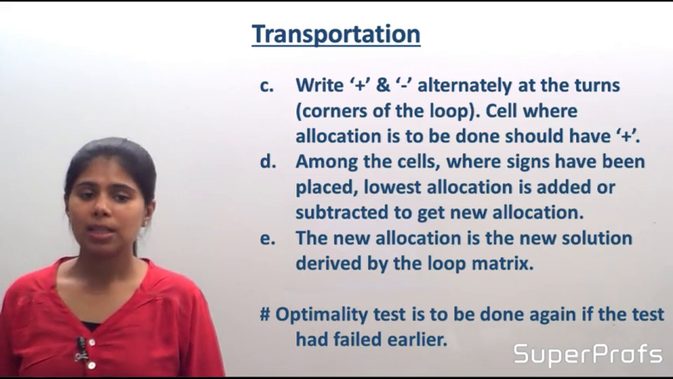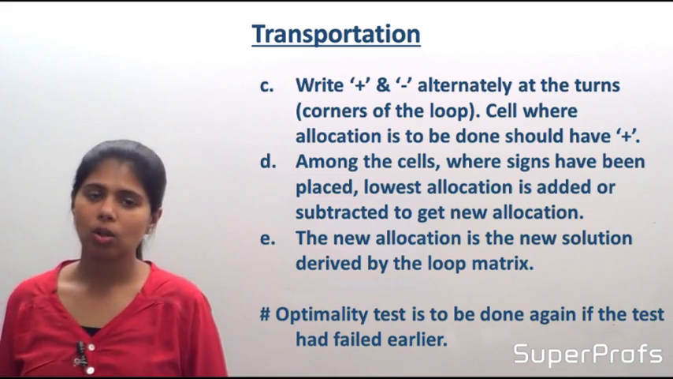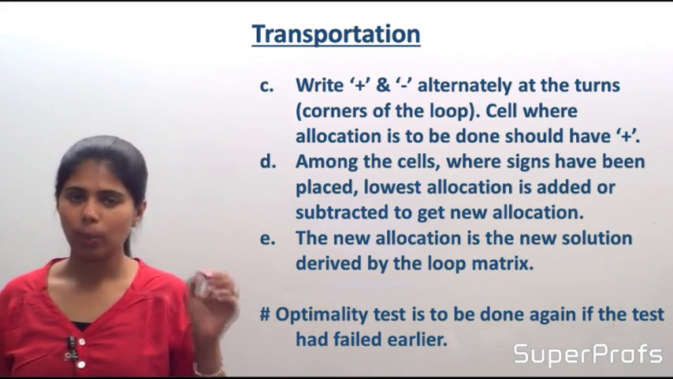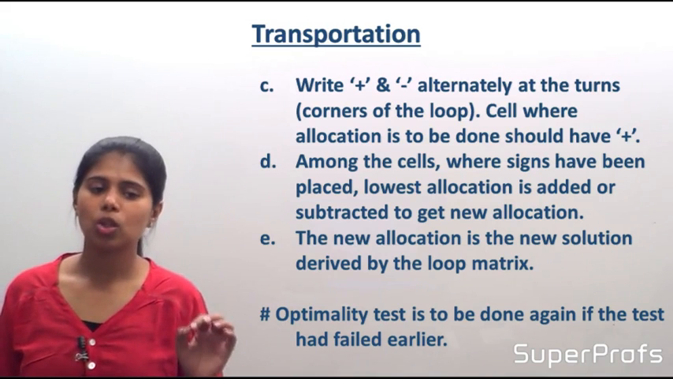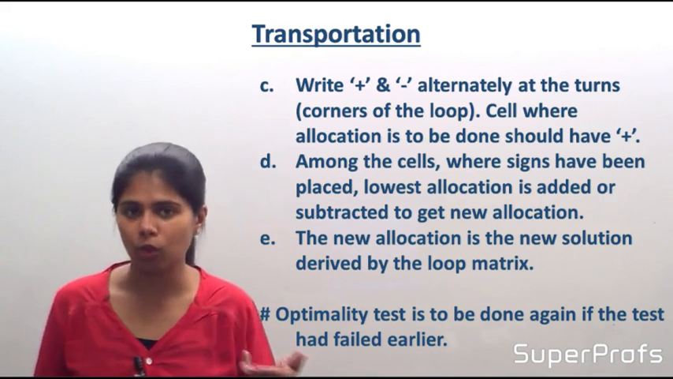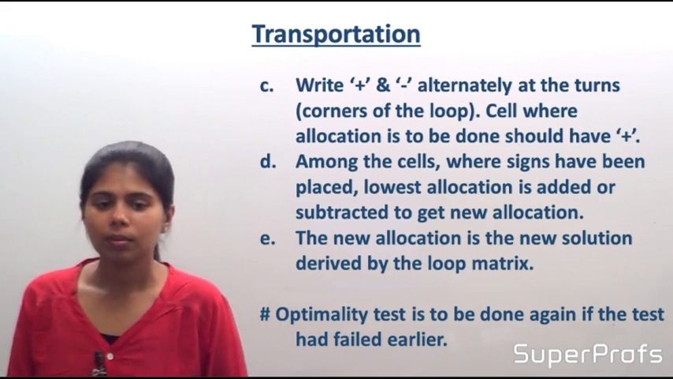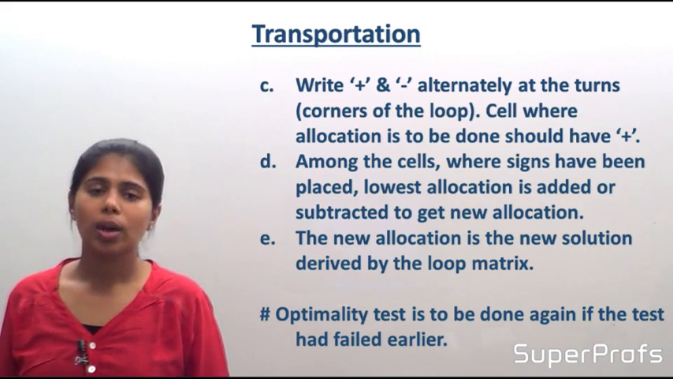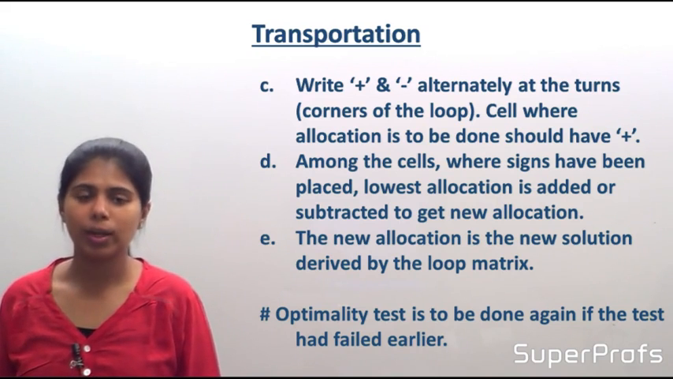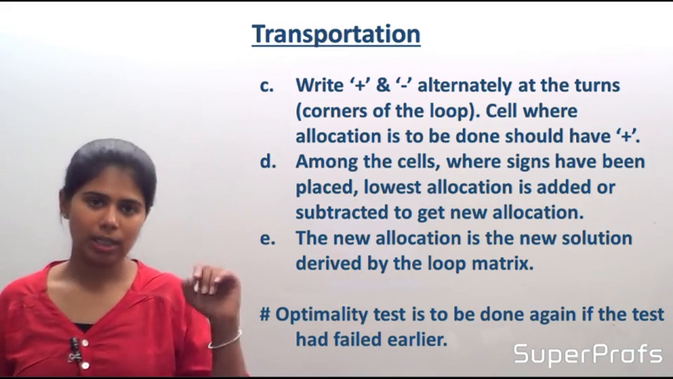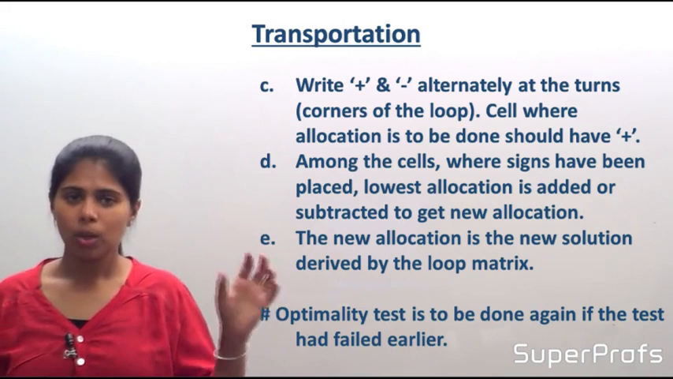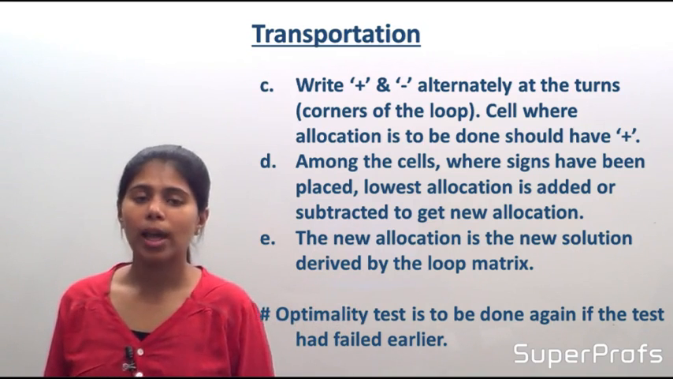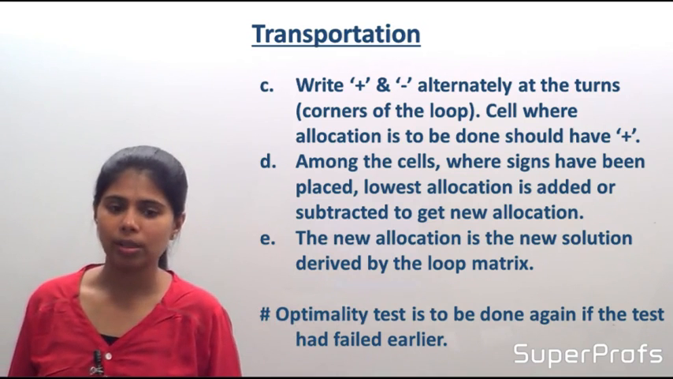Then we write plus and minus alternately at the turns or corners of the loop. Where the allocation is to be done, that negative value or 0 where we started from, it should always be plus, because you are going to allocate over there. Then among the cells where signs have been placed, the lowest allocation is added or subtracted to get the new allocation. So out of the pluses and minuses, whichever is the smallest allocation is what we add and subtract in all of them. The new allocation becomes the new solution derived by the loop matrix.